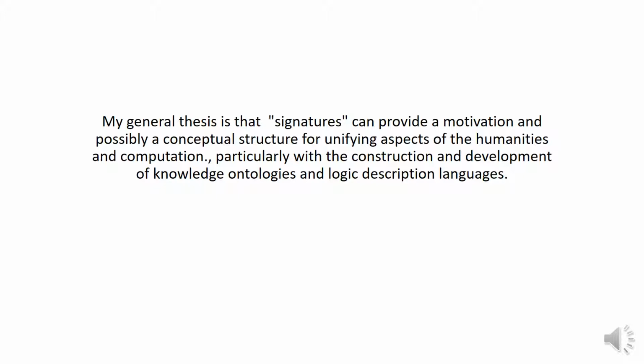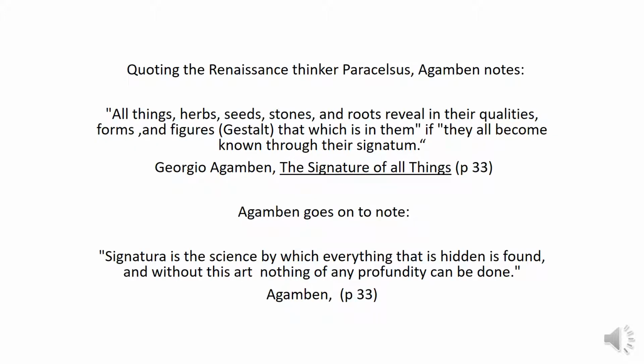Starting with the viewpoint of the humanities, Giorgio Agamben has recently made the idea of signatures a central part of his theoretical framework. Agamben proceeds with his definition and appropriation with an historical perspective. Quoting the Renaissance thinker Paracelsus, Agamben notes, "All things, herbs, seeds, stones, and roots, reveal in their qualities, forms, and figures, Gestalt, that which is in them, if they all become known through their signatum." It is important to note that the term Gestalt is used here. This is salient with respect to structures in computer science, as we shall see.